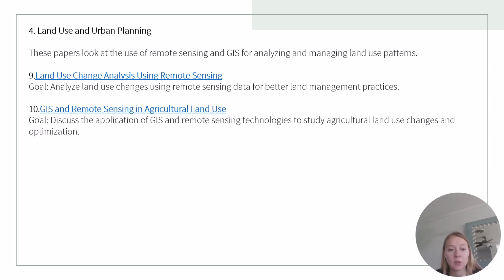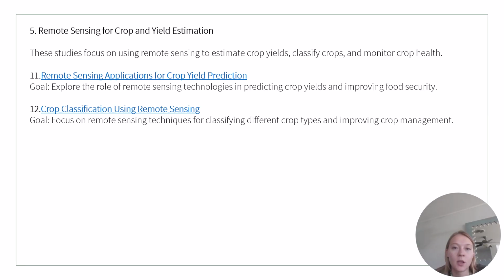Paper number 10 is going to be GIS and remote sensing in agricultural land use. The goal of this one is to discuss the application of GIS and remote sensing technology to study agriculture land use changes and optimization. So theme number 5 is going to be remote sensing for crop and yield estimations. These studies focus particularly on using remote sensing to estimate crop yields, classify crops, and monitor the crop health.